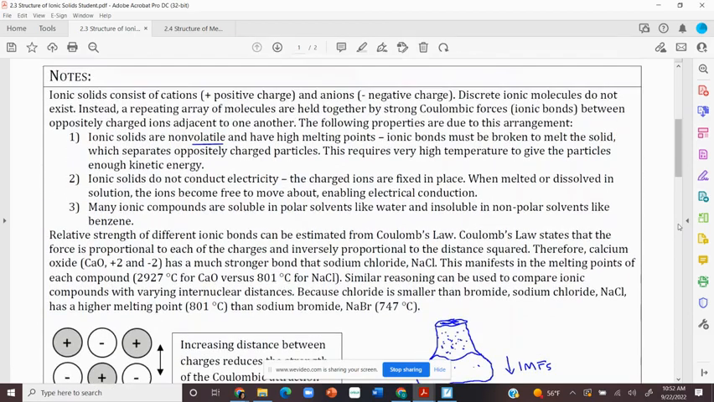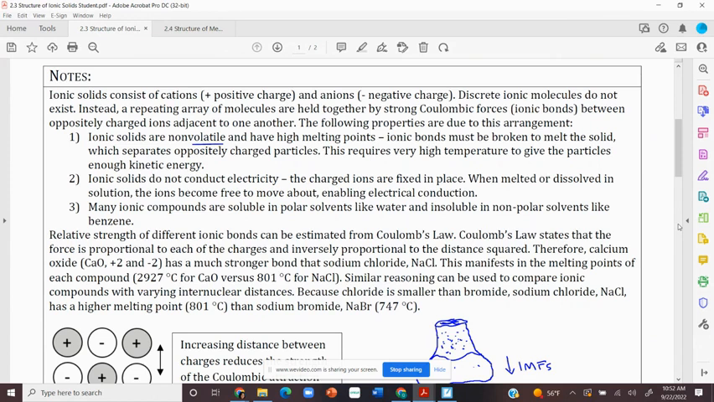Okay, so when we're looking at ionic compounds, then high melting points, they tend to be always solids at room temperature. Ionic bonds must be broken to melt those solids, which will separate into oppositely charged particles. That's going to require very high temperatures. I don't have Bunsen burners that are able to get to that high temperature.